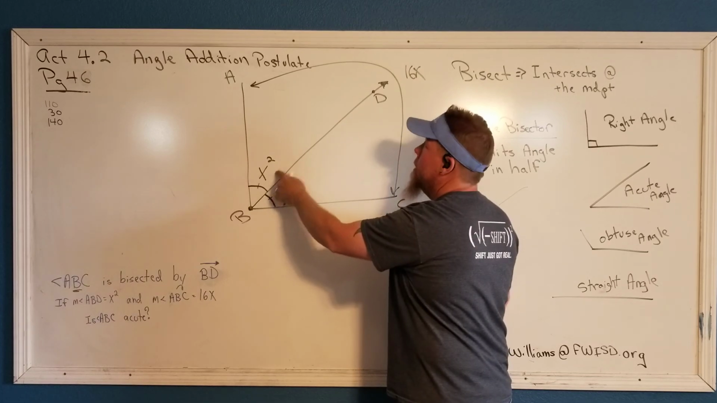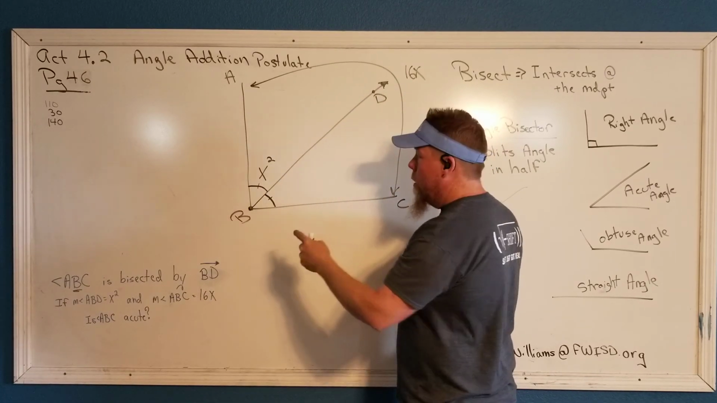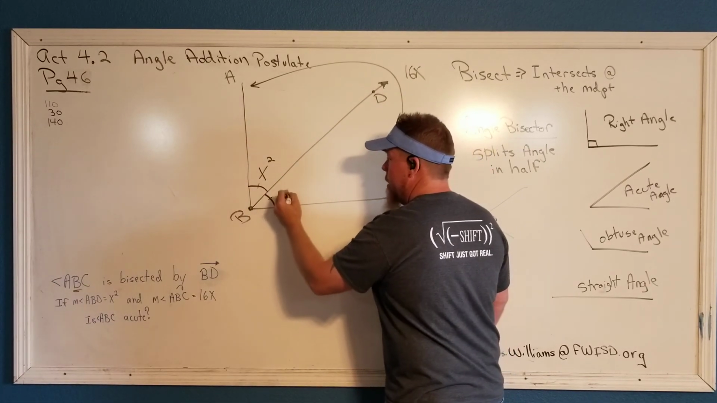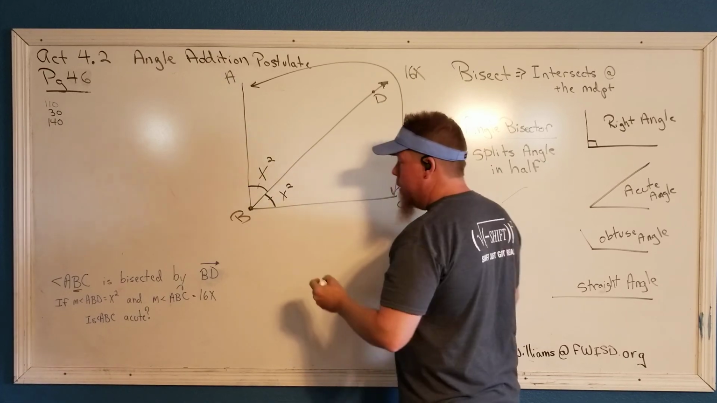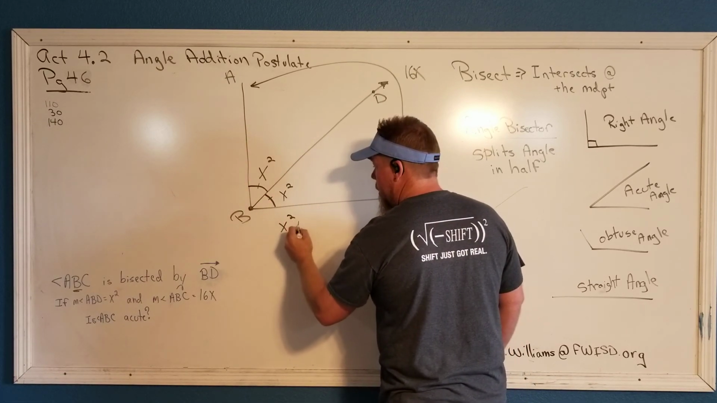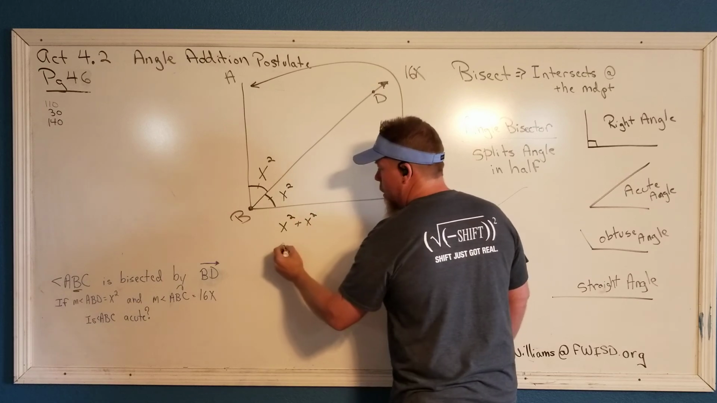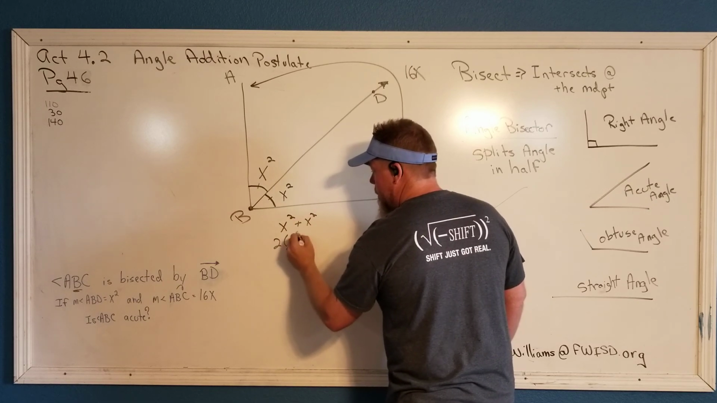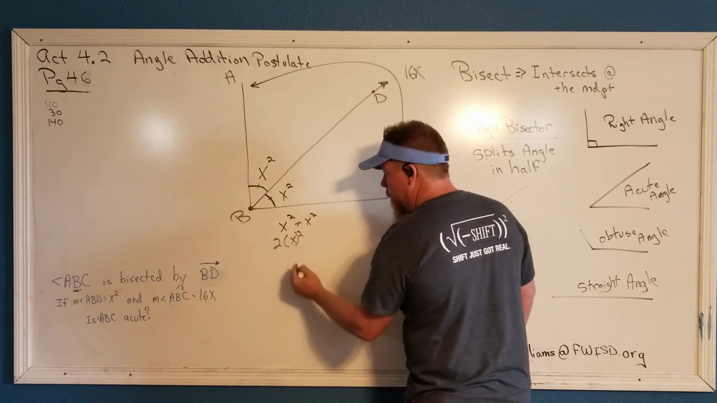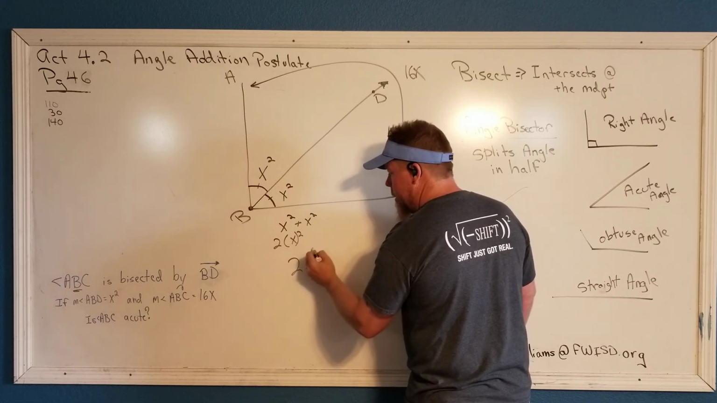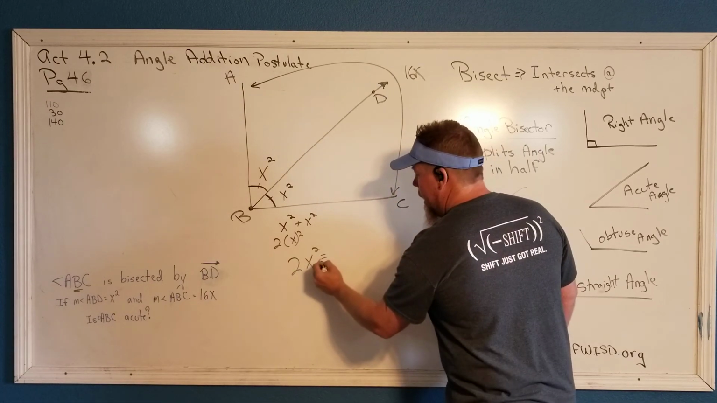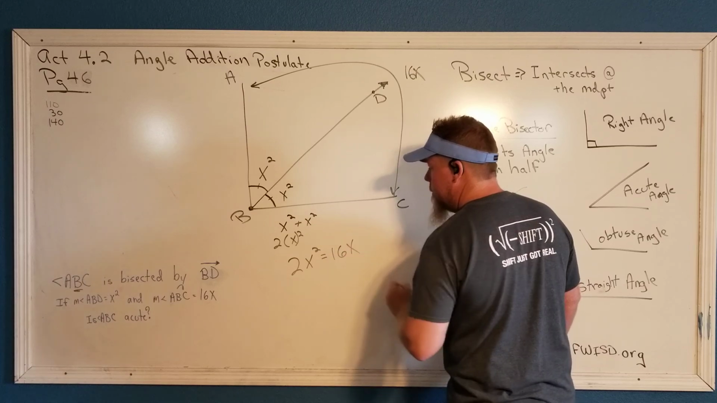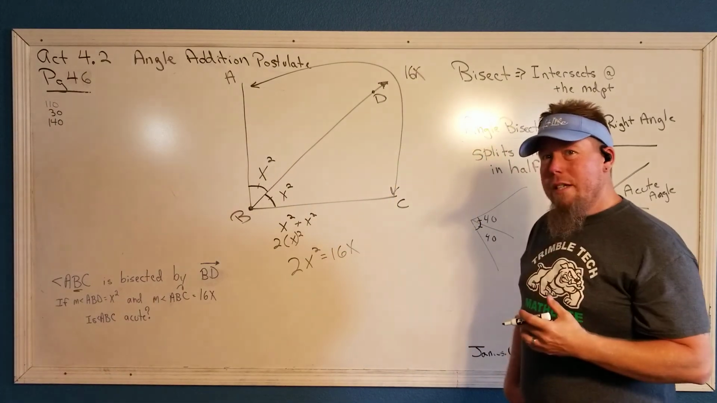So if I double this, it should be equal to this, or since these are equal to each other, I can put x squared here. Again, we're talking about the difference between x squared plus x squared, or 2 times x squared. Hopefully all of you know that comes up to 2x squared, okay? And we're going to set that equal to the whole thing, 16x. All right? Now how do I solve this?